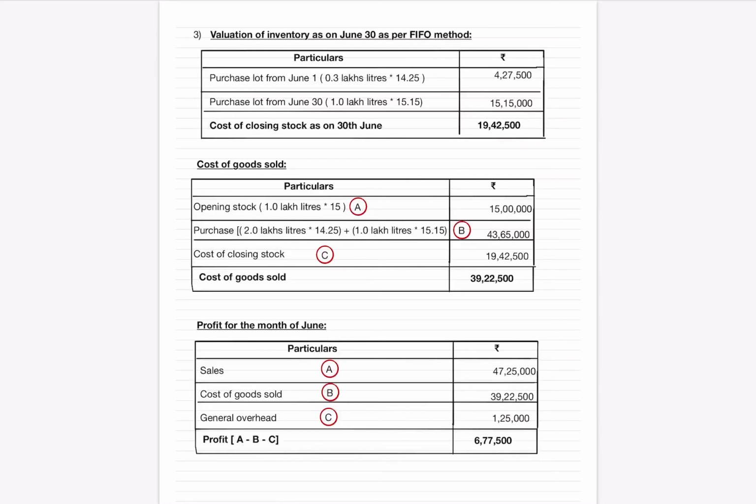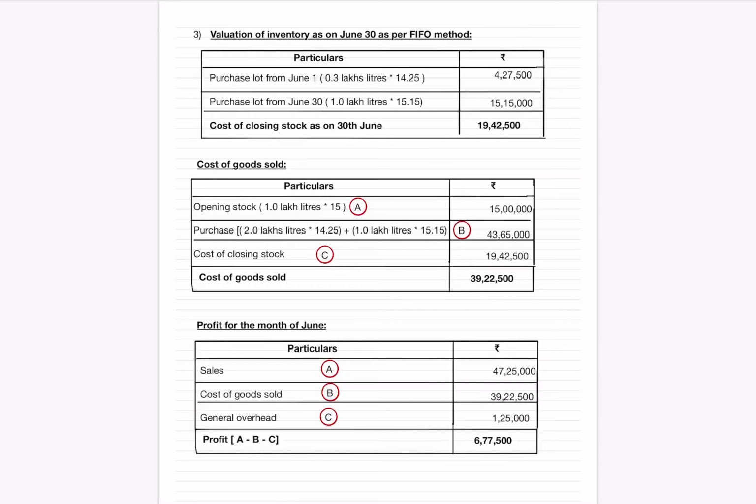Next we will move on to the computation of cost of goods sold. The cost of goods sold formula is opening stock plus purchases minus closing stock. The opening stock is 1 lakh liters into 15 rupees, which is 15 lakhs rupees. Purchases is 2 lakh liters into 14 rupees 25 paise plus 1 lakh liters into 15 rupees 15 paise. The total is 43 lakhs 65,000 rupees and the cost of closing stock is 19 lakhs 42,500. Hence the cost of goods sold is 39 lakhs 22,500 rupees.